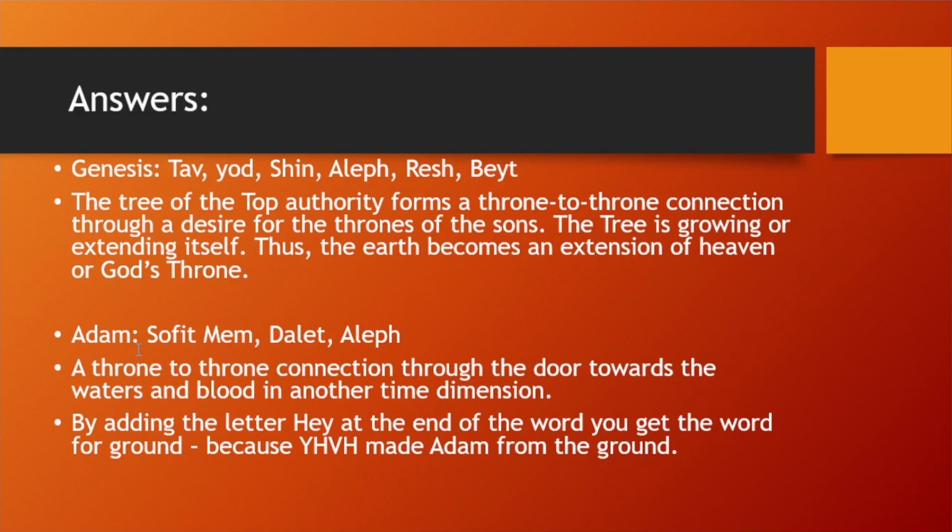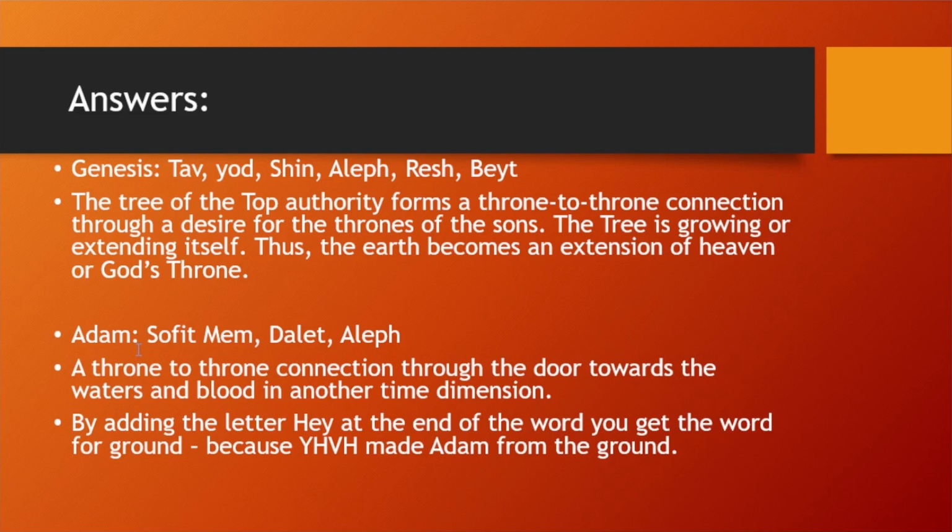That is what Genesis is all about. It's the beginning of the period of 7. So you see that in Genesis' name, that the tree of life of the top authority, which is the Father and the Son, Jesus Christ, forms a throne-to-throne connection through the desire for the thrones of the sons.